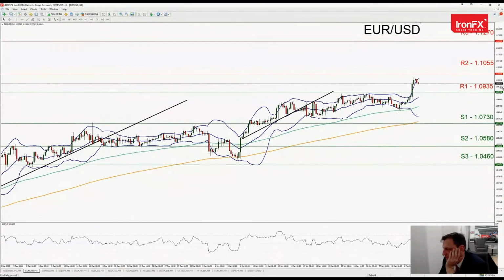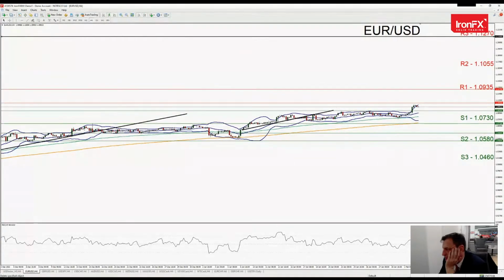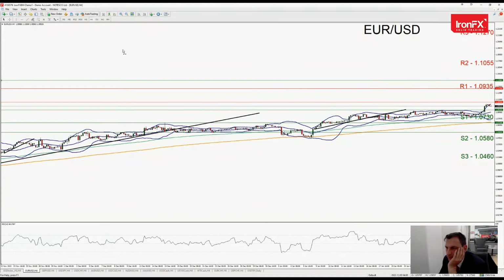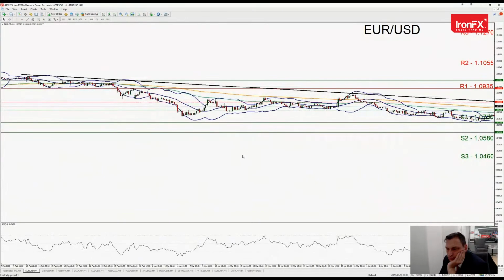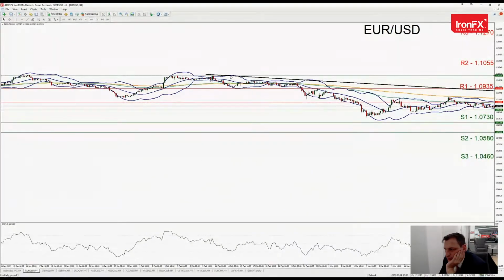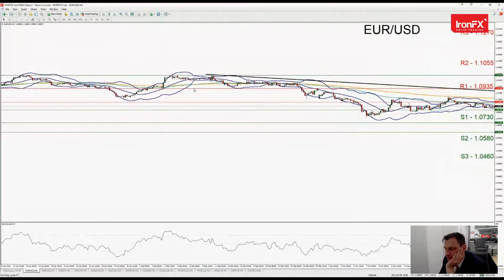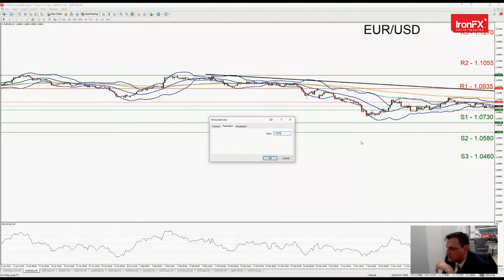The pair has not seen such high levels since April. It's very, very interesting. And definitely we'll have to go back further to find a new ultimate resistance line. I will be placing it somewhere here on this chart, peaks 1, 2 seems pretty valid. In red. 1.14725.